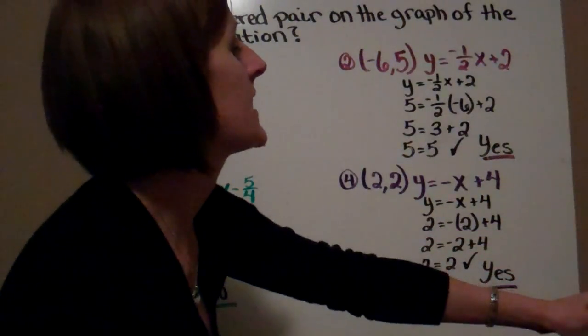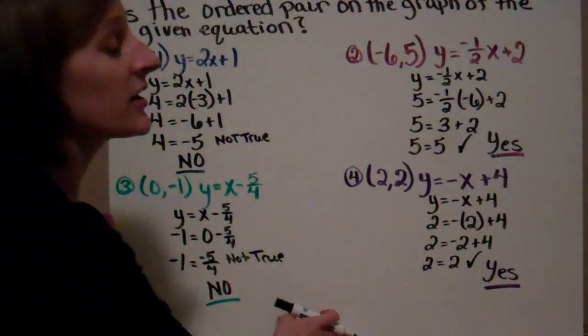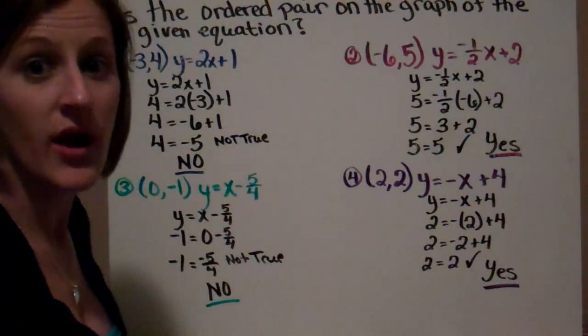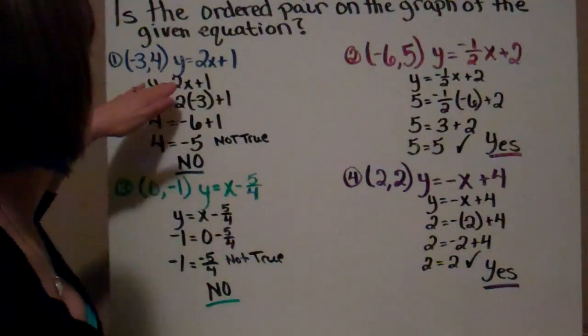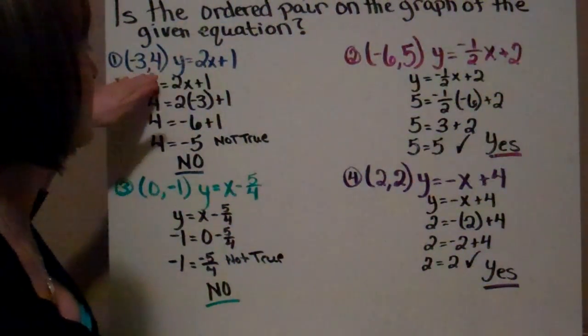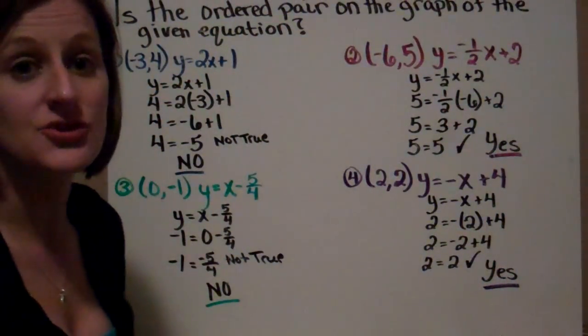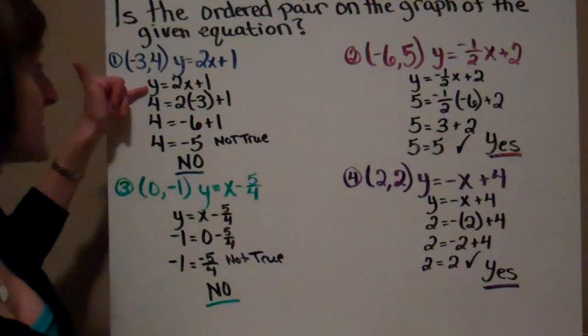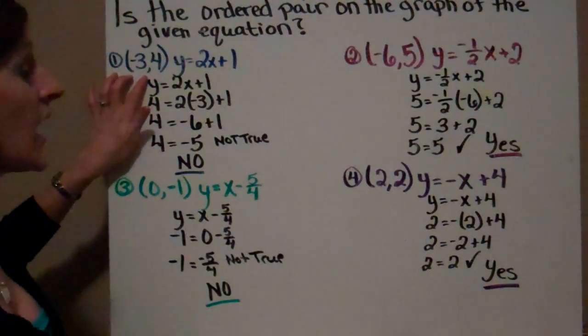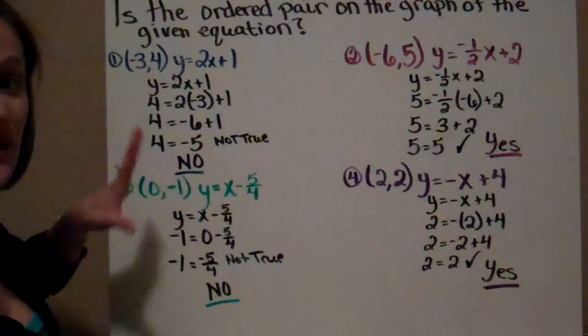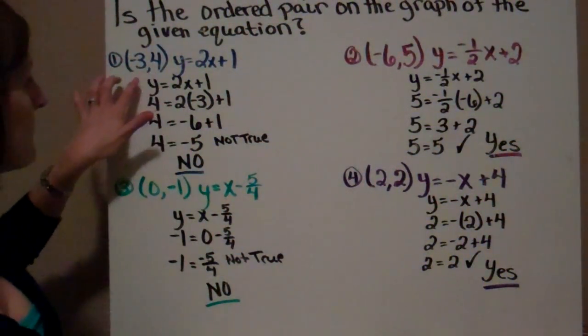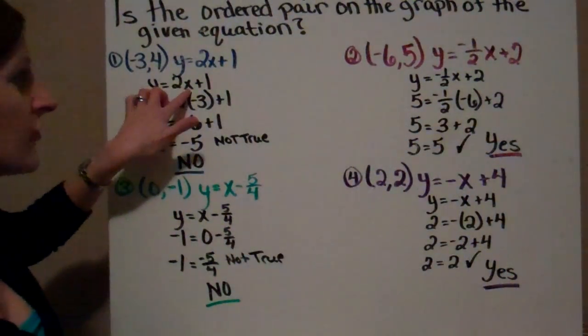Alright, the last thing is to see if the ordered pair given to you is actually on the graph of your line or your given equation. So this first one, I have (-3, 4) and my equation y equals 2x plus 1. What I'm going to do is take the equation y equals 2x plus 1. I have an x and a y. I'm going to plug it in and see if it equals both sides.